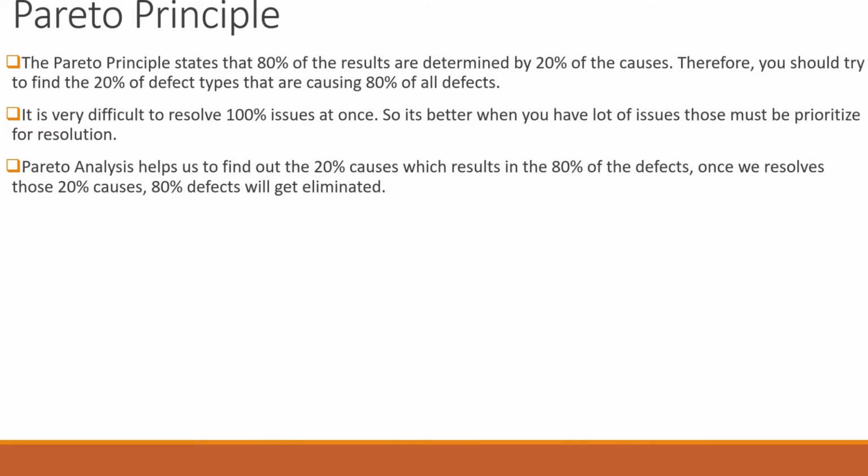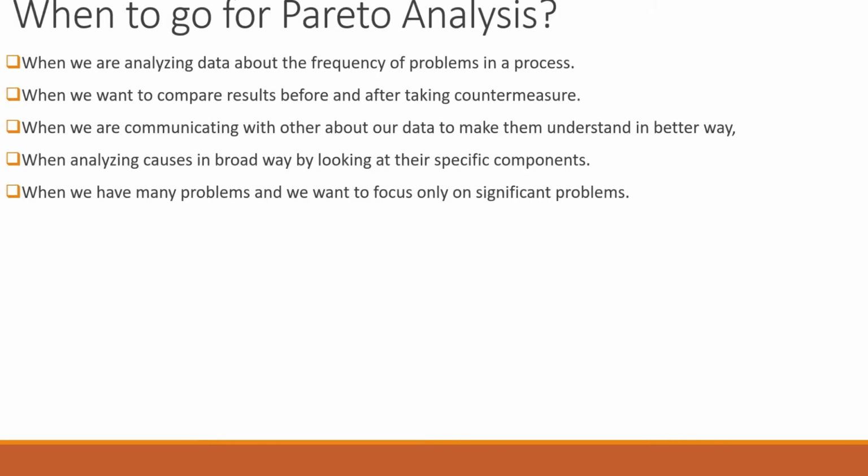It is very difficult to resolve 100% of issues at once. If you have a lot of issues and you want to resolve them, you cannot resolve all at once. So you have to select the majority of effects that are causing the 80% of the results. The Pareto analysis helps us find those 20% causes which result in 80% of the defects. So once we resolve the 20% causes, 80% of defects will get eliminated. So let's understand with the example.